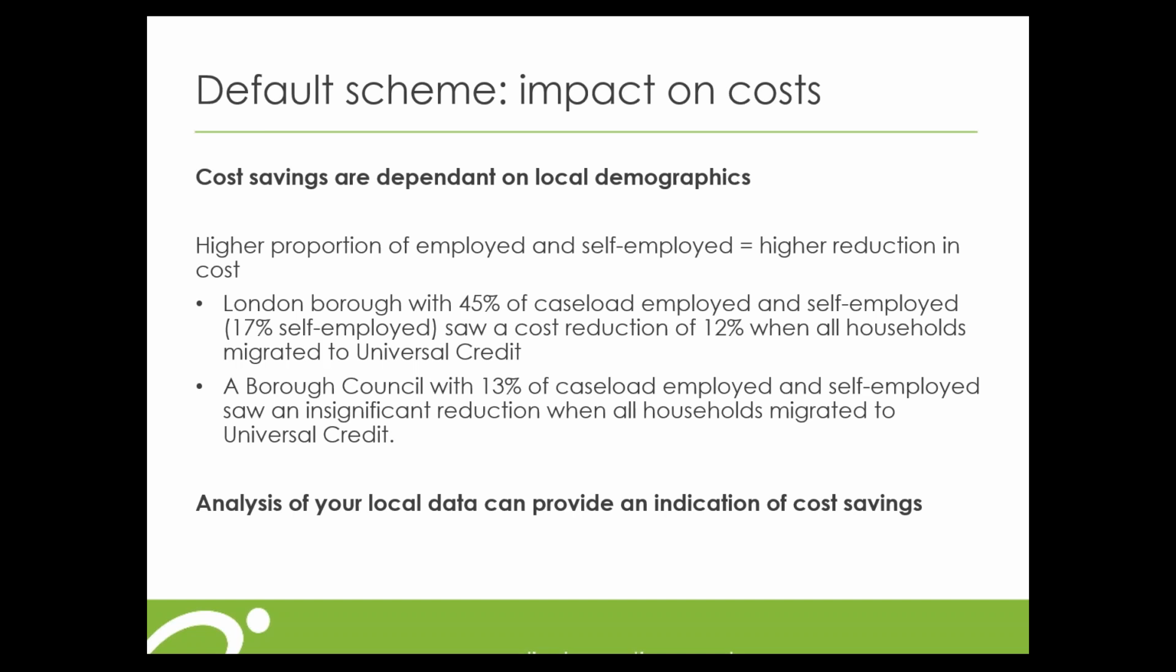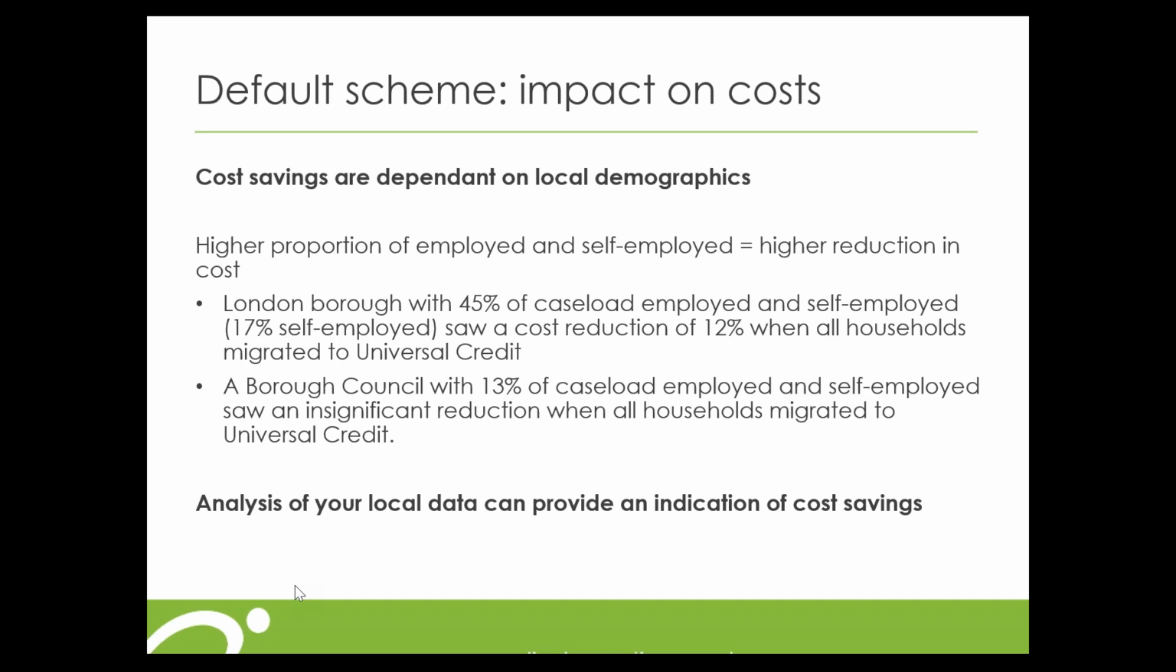The impact on costs then, as I mentioned, how this will affect each authority, will come down to the number of working age claimants who are employed or self-employed. And the higher proportion you've got of these, the higher natural reduction in cost you will have. So with the London Borough we've been working with recently, 45% of the caseload were employed and self-employed, and the self-employed themselves were very high at 17%. And they saw a cost reduction of 12%.